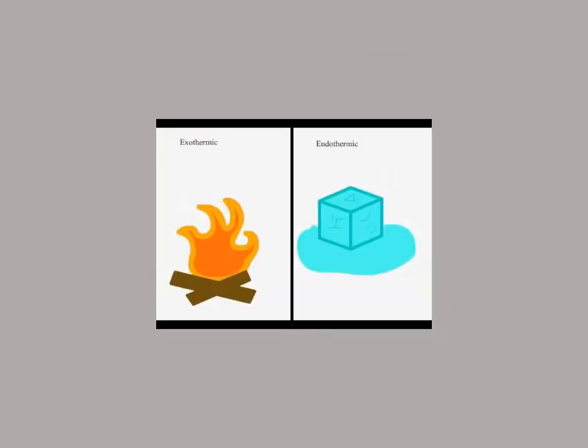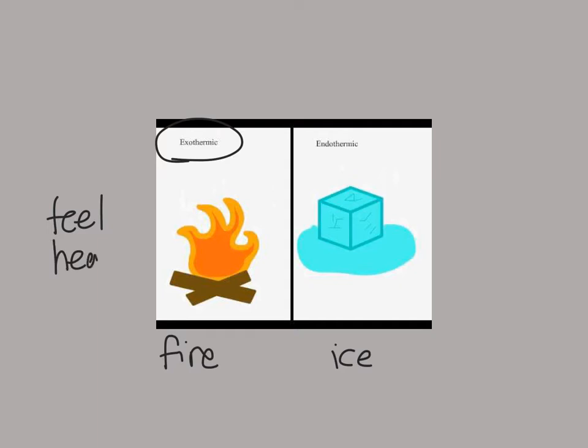If you look at these two very crude pictures, you have a fire and we have an ice cube. The fire is labeled as exothermic. If you think about it, you can put your hands up near the fire and you can feel the heat. You can feel the heat being given off. And that would be exiting. So if we can feel the heat being given off and the energy is exiting the reaction of the fire, the overall sign is negative.